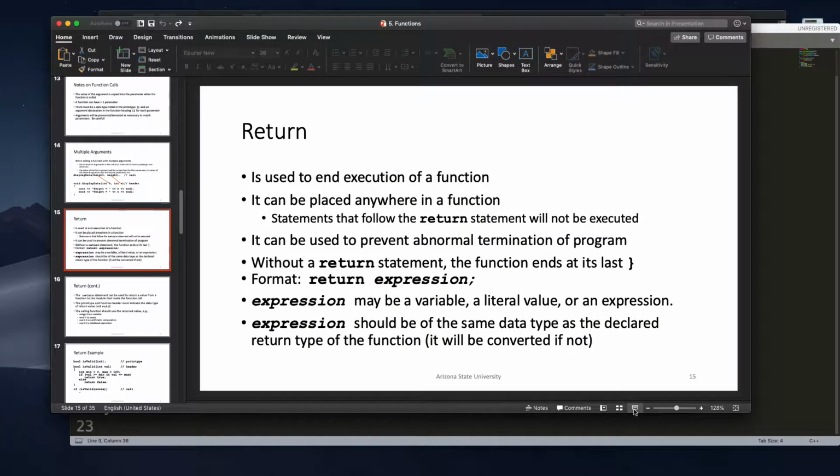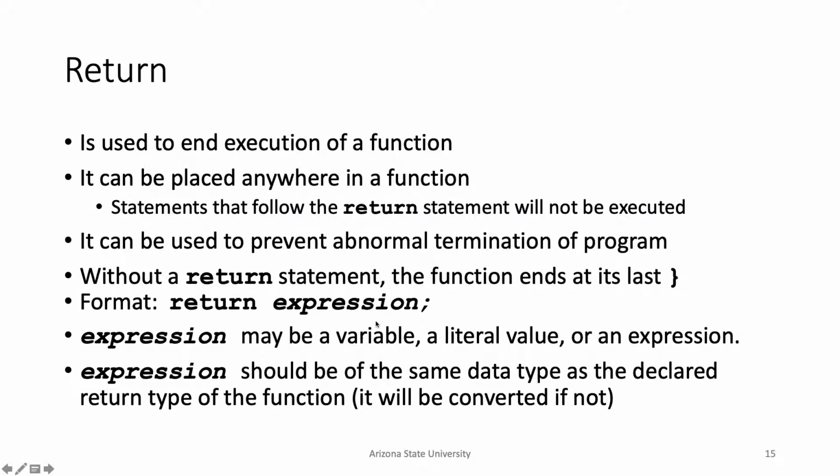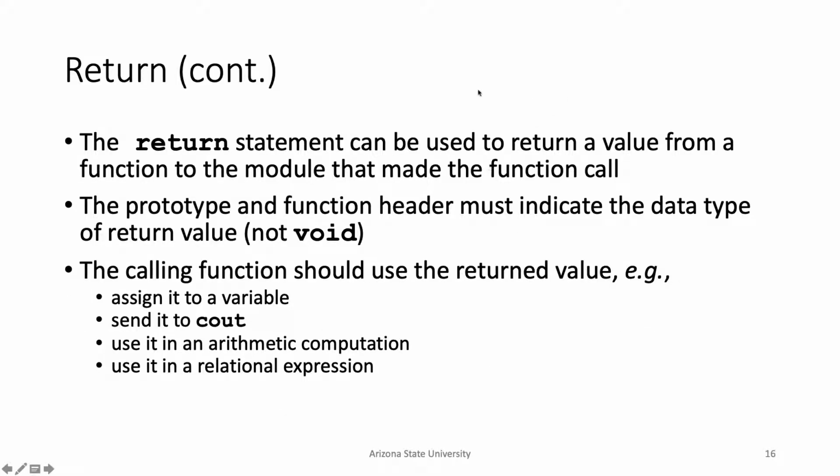So the expression that you return can be either a single value, a variable, a function call, anything that returns the same type as the return type of the function. The return statement can be used to return a value from the function. So in the volume of sphere function, we're returning the volume of the corresponding sphere if we passed in a certain radius. If we passed 5.0 as the radius, it'll return the volume of a sphere with a radius of 5.0.